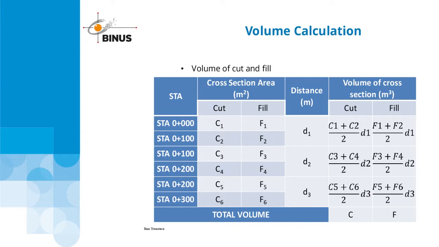Therefore, the volume of cut between station 0 and station 0 plus 100 is C1 plus C2 divided by 2 multiplied by D1. And the volume of fill between station 0 and station 0 plus 100 is F1 plus F2 divided by 2 multiplied by D1. Each area of the cross-section needs to be calculated until the total volume of cut and fill is calculated.